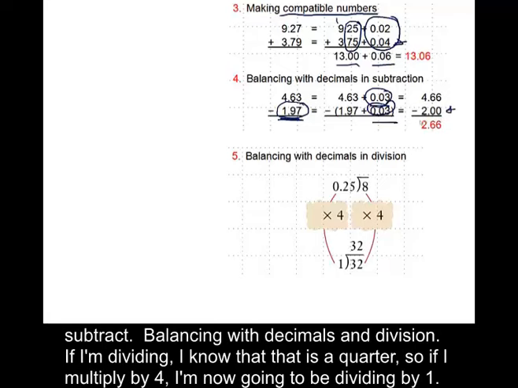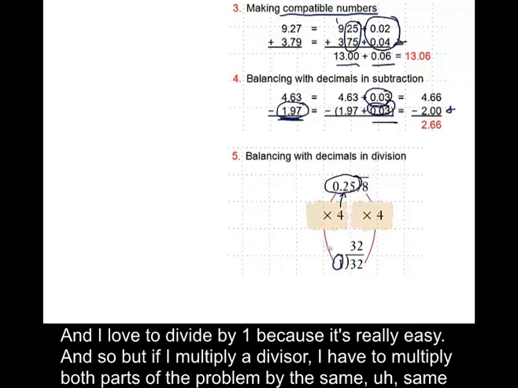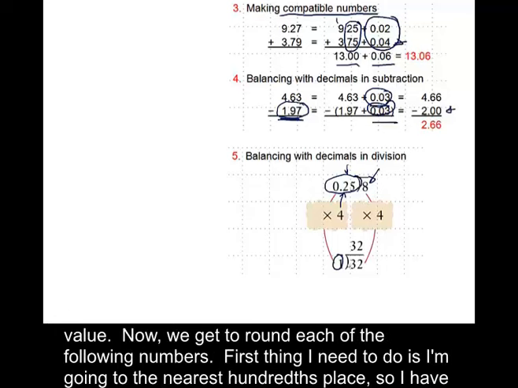So I'm not really adding anything to the number, but in order to get a whole number that makes it easier to subtract. Balancing with decimals and division. If I'm dividing by a quarter, I know that if I multiply by 4, I'm now going to be dividing by 1, and I love to divide by 1 because it's really easy. But if I multiply the divisor, I have to multiply both parts of the problem by the same value.